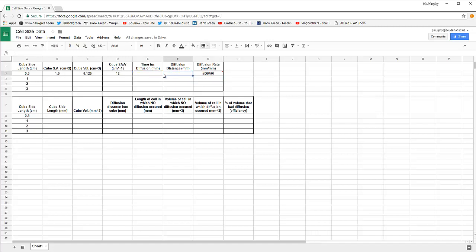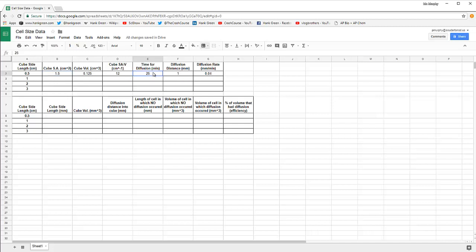So, let's say we measured a 1 millimeter diffusion distance, and let's say that took place over 25 minutes, then we now have a diffusion rate of 0.04.